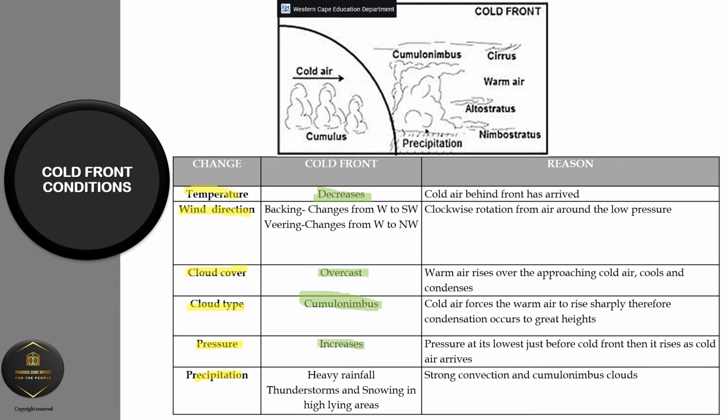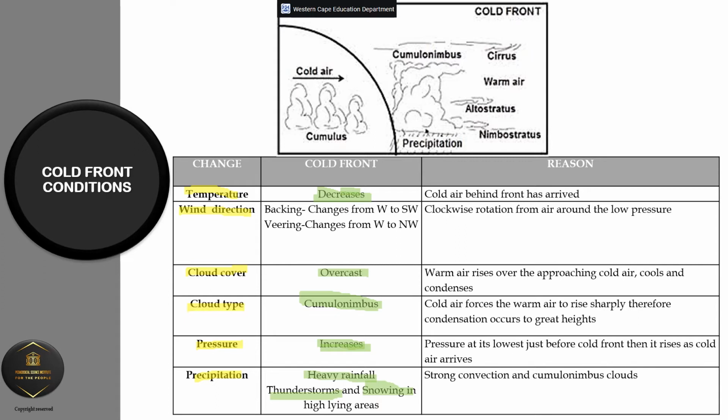Why does pressure increase? Simply because of the relationship between temperature and pressure. Remember, we said they are always going to be opposites to each other. So since the temperature is decreasing, our pressure will increase. And since we have overcast skies and cumulonimbus clouds, we are thus going to have what? Heavy rainfall or thunderstorms. And in mountains or high-lying areas, we usually have snow as a form of precipitation. So that's what will happen when a cold front approaches.